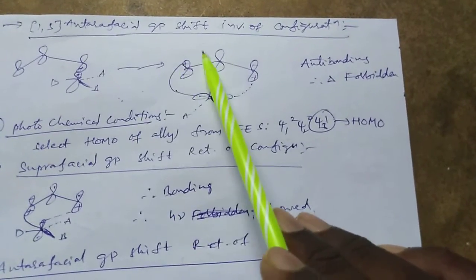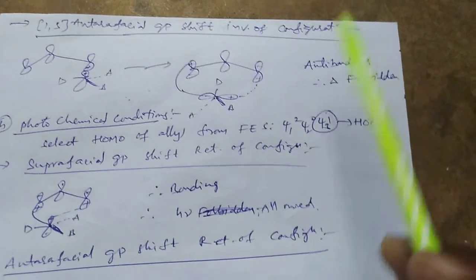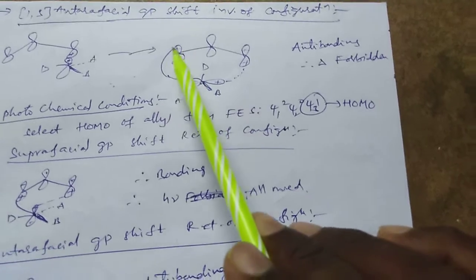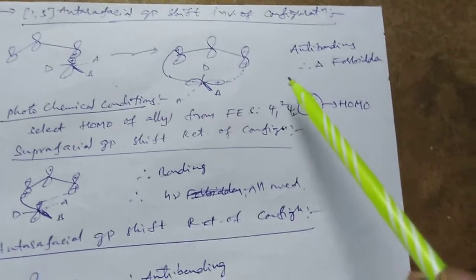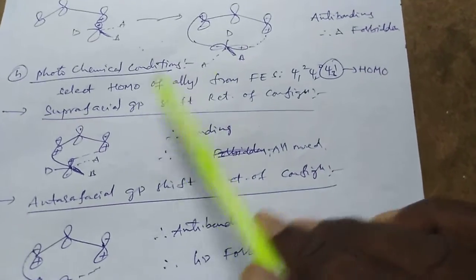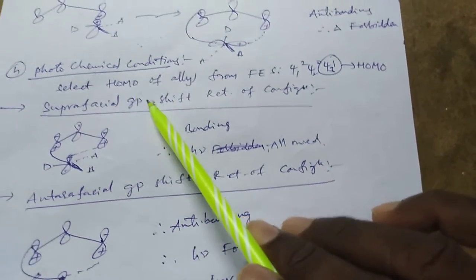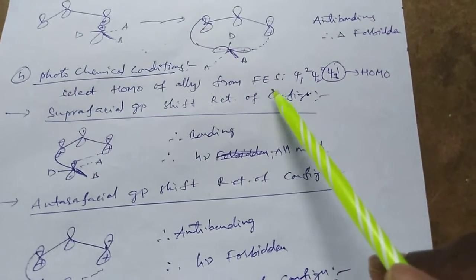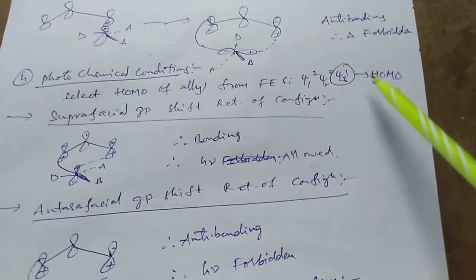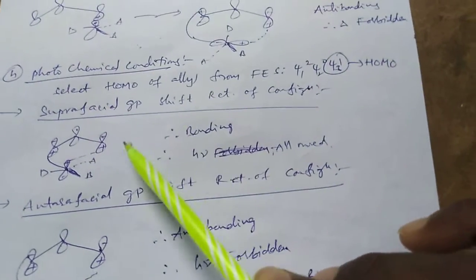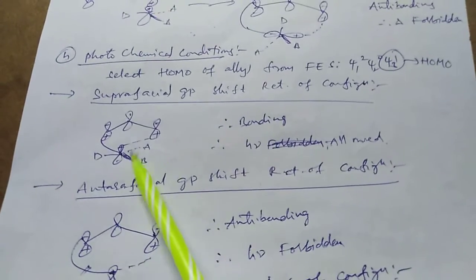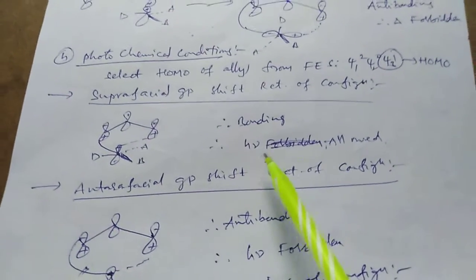In the 1,3 antarafacial group shift with inversion of configuration, the anti-bonding interaction between the negative and the positive signs is obtained, therefore it is thermally forbidden. In the case of photochemical conditions, the HOMO for the allyl group in the first excited state configuration is Psi1 2, Psi2 0, Psi3 1, where Psi3 is the HOMO. In the suprafacial group shift with retention of configuration, a bonding interaction is developed, so it is photochemically allowed.